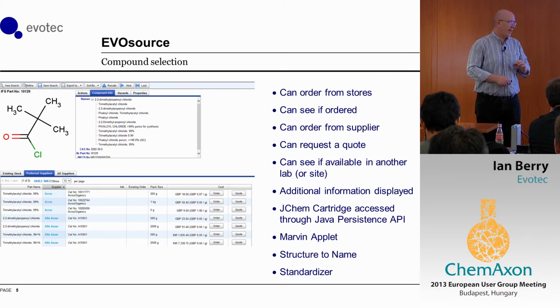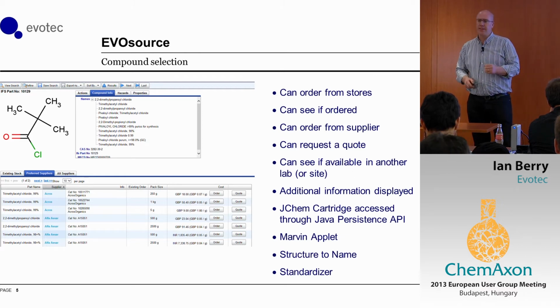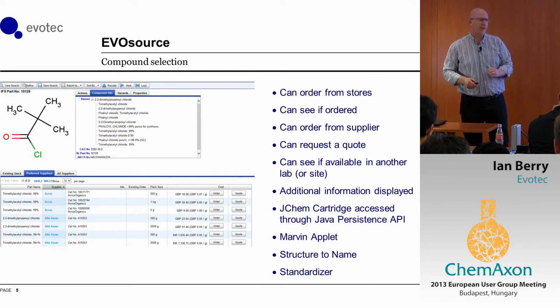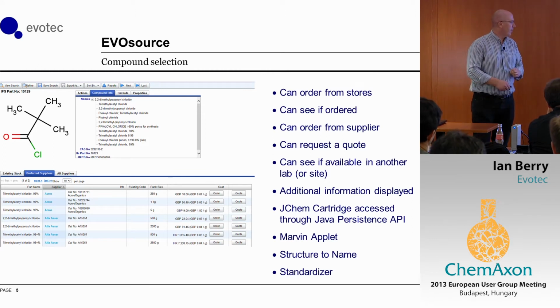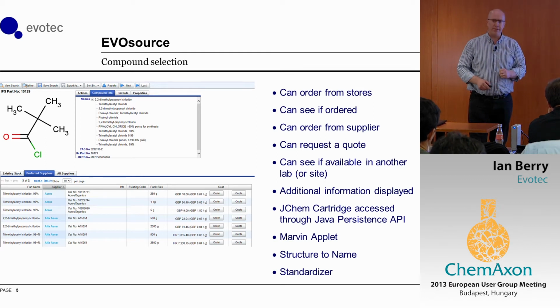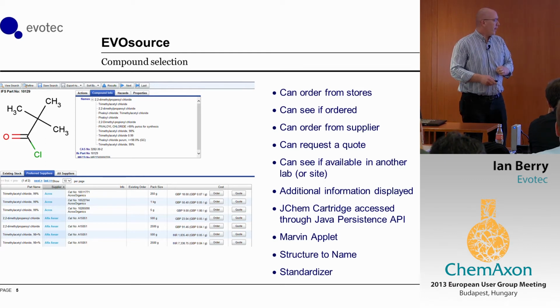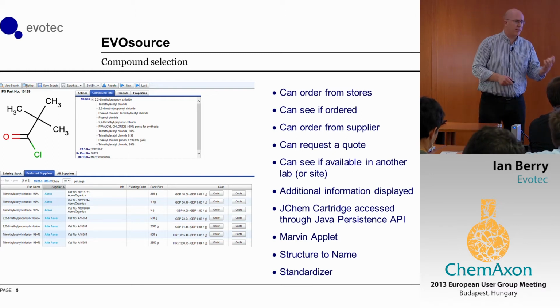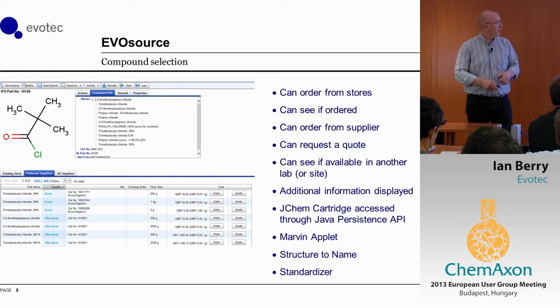In our preferred supplier list, purchasing will give us a list of suppliers and say, well, we've got to try and order from these because we've negotiated a really good discount or something like that. But we can always look at other suppliers as well if there aren't any preferred ones. Some of the technologies we're using are the standard things: the applet, structure to name, standardizer, and the cartridge, which we're accessing through the Java Persistence API as well.